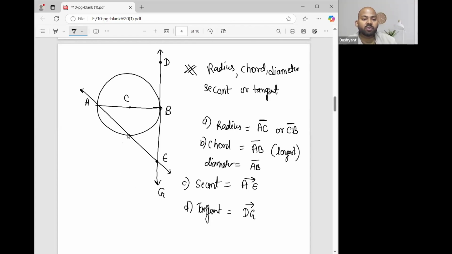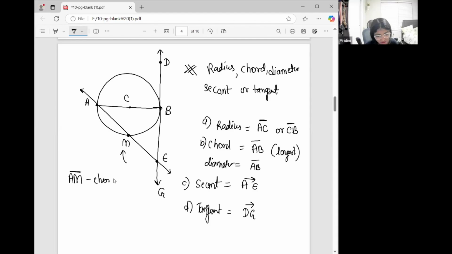Let's suppose this is my M point, endpoint M. If I take AM, what will be the name for AM? That would be a chord. So the best approach for AM will be my chord. But if I take A to E and this ray symbol is there, that will be my secant.